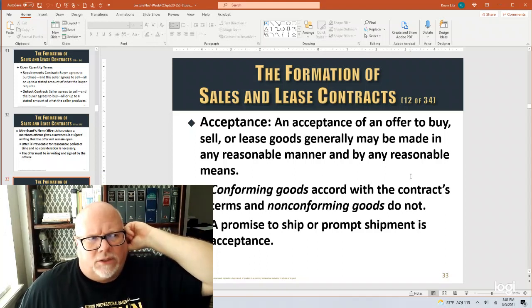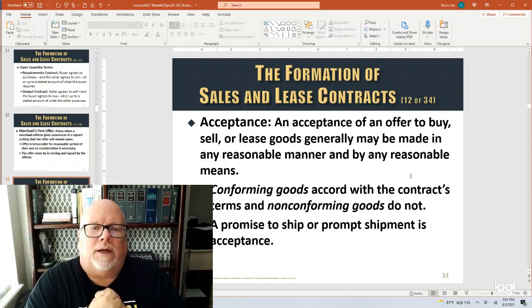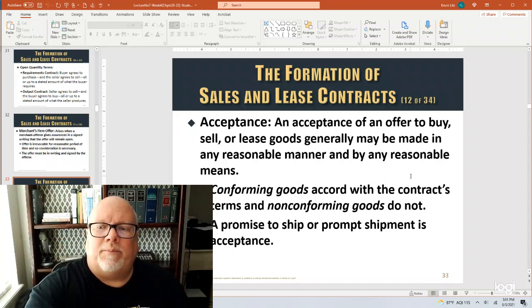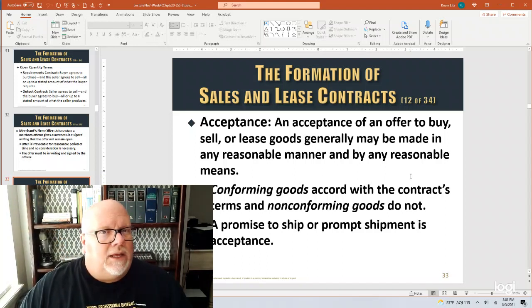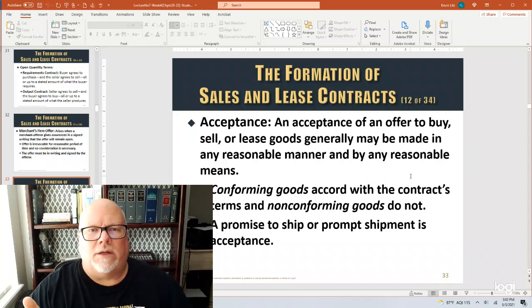Did they accept the goods? Can I pull back my offer because they haven't accepted yet? Well, when does an acceptance happen? They can make the acceptance in, quote, any reasonable manner and by any reasonable means. All right? Promise to ship, etc. So let's do two scenarios. Vendor number one says, yep, we'll ship them. We got them. Here's an acknowledgement. You probably have a contract.